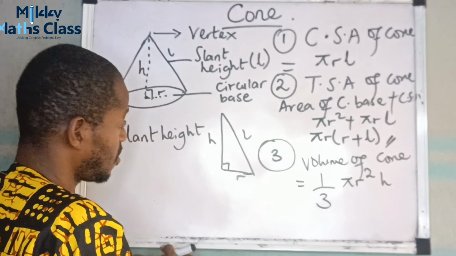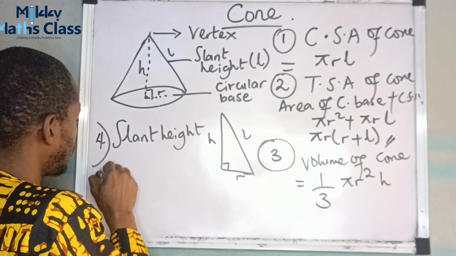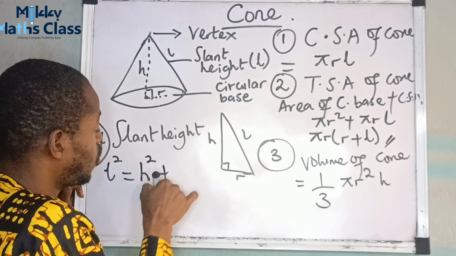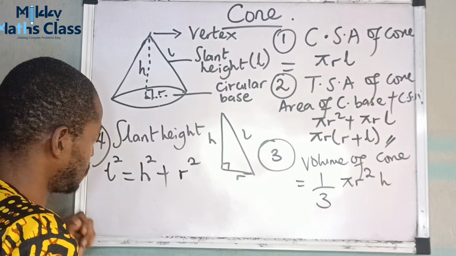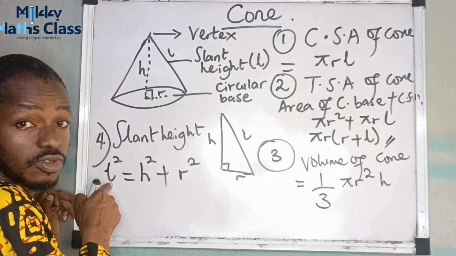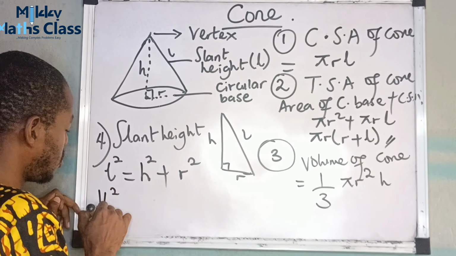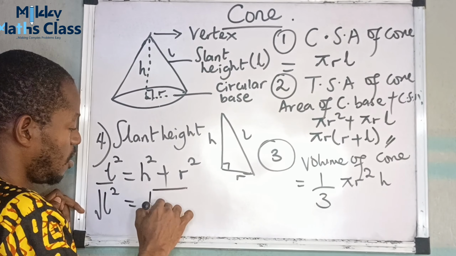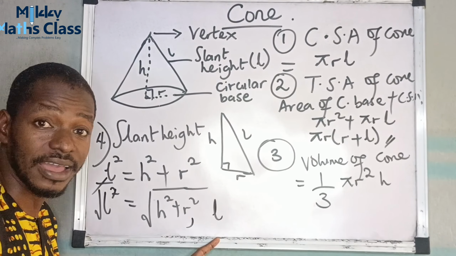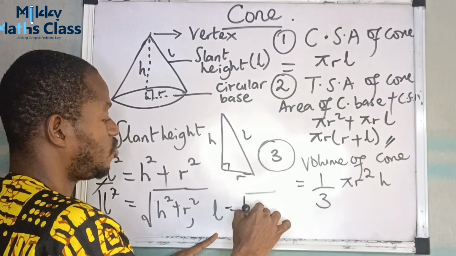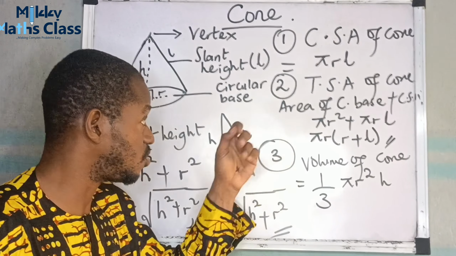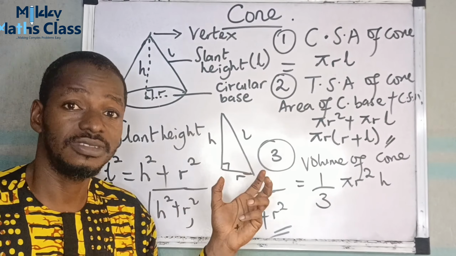Pythagoras theorem says that hypotenuse square, that's L square, equals opposite square, that's H square, plus adjacent square, R squared. So from here, we can make L subject of the formula. Take the square root of both sides. L square, take the square root, equals square root of H square plus R squared. Square will cancel square. Therefore, our L, our slant height, equals square root of H square plus R square. So these are the basic formulas you need when you are dealing with calculations under cone.